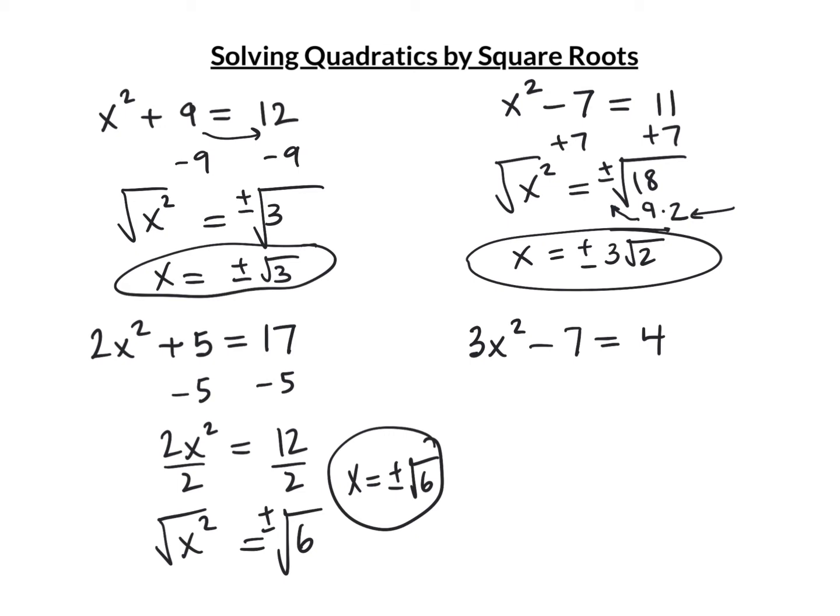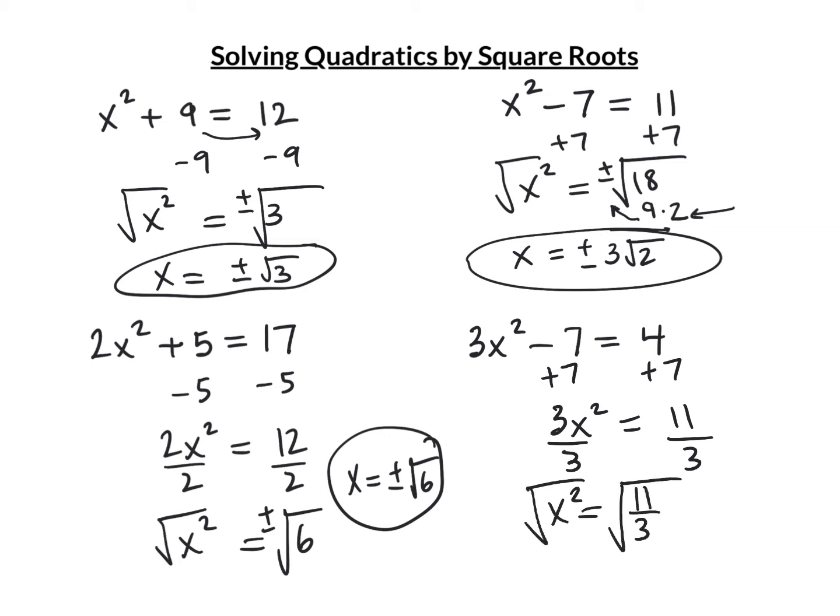For the last one here, I'm going to add 7 to both sides, and I get 3x squared equals 11. I'll divide by 3, and I get x squared equals 11 thirds. I'll take the square root of both sides and put a plus or minus in front. Now, be aware that the square root of 11 thirds is the square root of 11 over the square root of 3. Don't forget the sign, plus or minus.